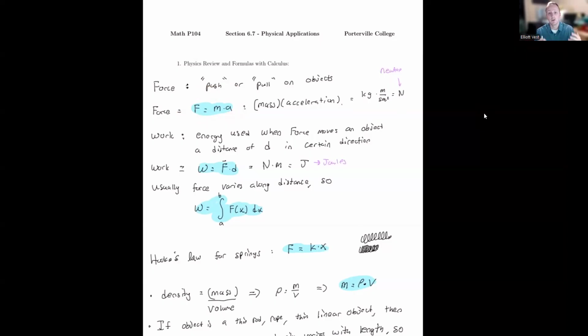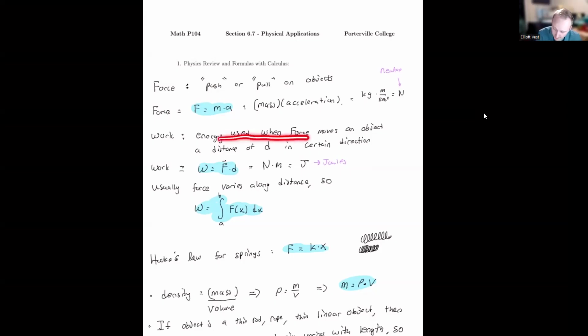On the other hand, work is the energy used when force moves an object a certain amount of distance. Now, we use these words kind of interchangeably in English, right? Like, oh, it took a lot of force to do this, or it took a lot of work to do this, right? But they do have some measurable difference when regarding the physical applications or physics in general. And work has its own formula as well.